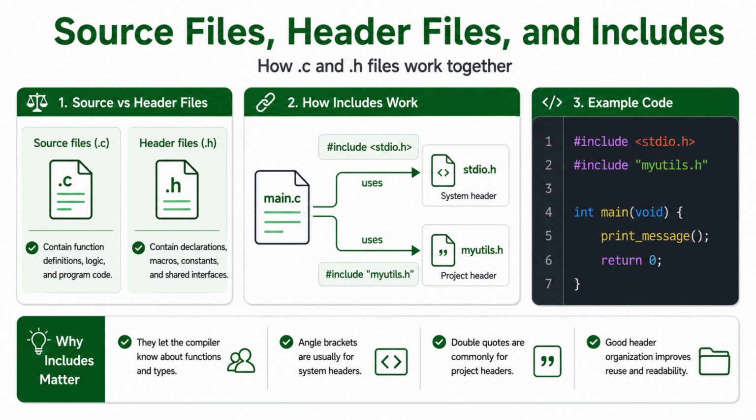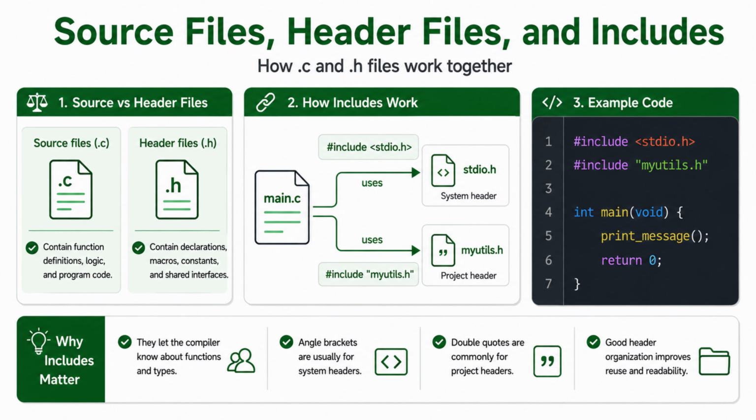In C projects, source files and header files have different responsibilities. A source file, usually with the .c extension, contains the actual implementation, function bodies, logic, calculations, drivers, and application code. A header file with the .h extension normally contains declarations, function prototypes, type definitions, macros, constants, structures, and shared interfaces.